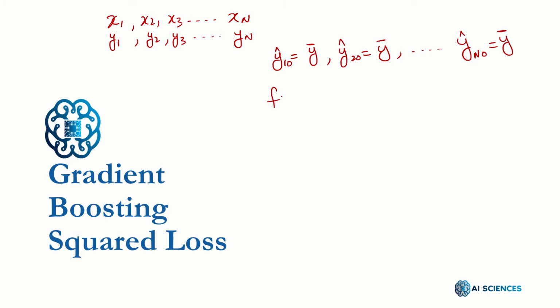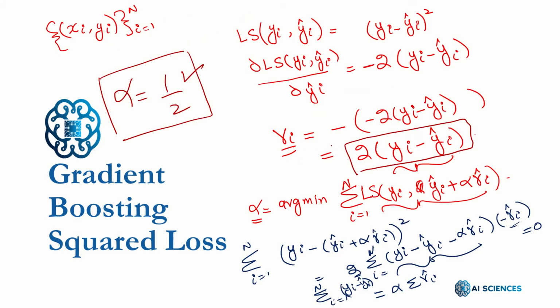Then for t equal to 1 to capital T, whatever my number of iterations is, what I really do is compute, for i equal to 1 to n, all my data points, the residual rit, and this is just, as you can see here, 2 times (yi minus yi hat).